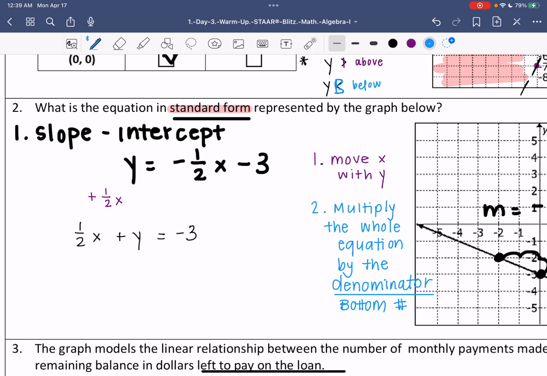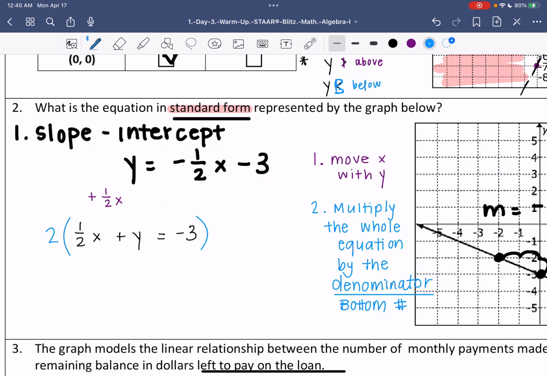All right, so here's why. Standard form does not like negative numbers being first or fractions. So in order to take care of that, you must multiply by the bottom number. So if this number was negative, by the way, you would multiply by -2. So you're going to see that for when x is negative, you don't want that. Okay, so because we have a fraction here with the x, we don't want that. So we multiply the whole equation by the denominator. So the denominator here is 2. So I'm going to multiply the whole equation by 2.